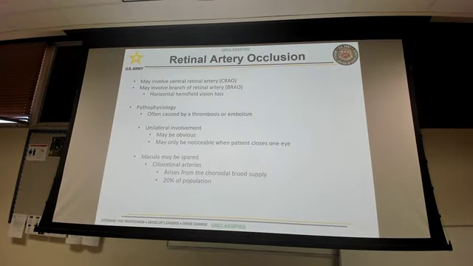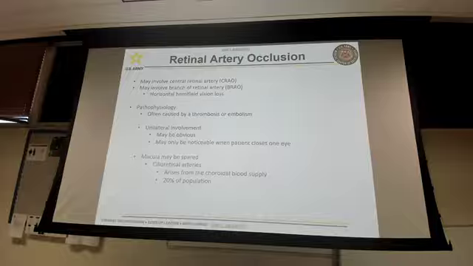So the first condition that we're going to go over is the artery occlusion, and that can be either with the central retinal artery or the branch retinal artery. The central retinal artery tends to cause more severe visual consequences than your branch retinal artery occlusions. The branch retinal artery occlusions tend to respect the midline or the horizontal line. Now, this is due to some sort of thrombosis or embolism. And this all occurs unilaterally, so one eye.